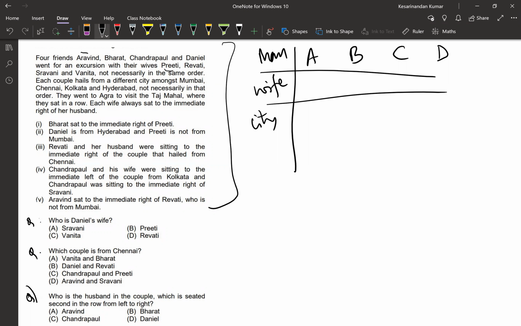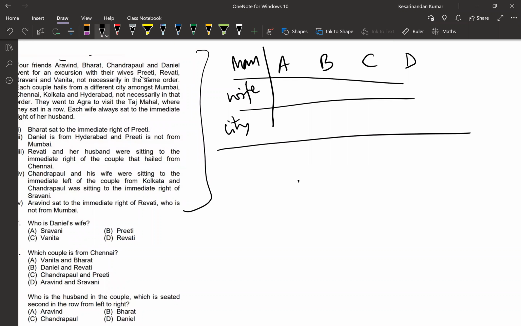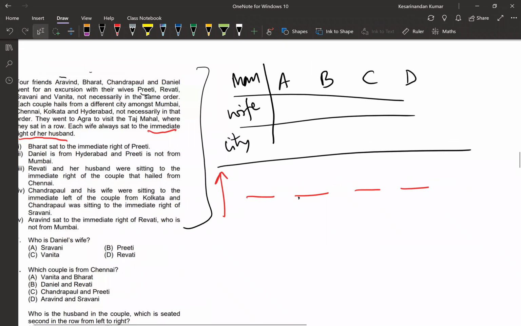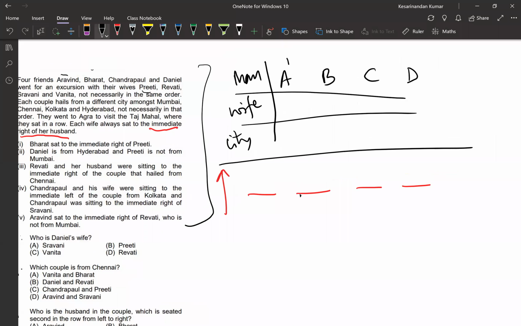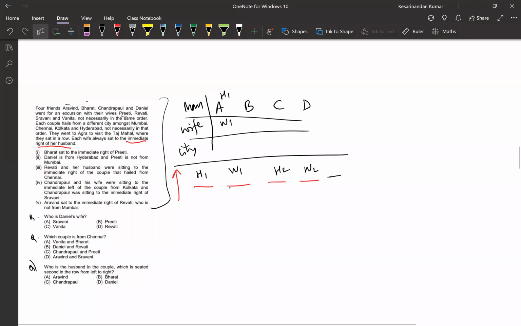Then the cities are, and when they went to Agra, they went to visit Taj Mahal. So Agra has Taj, where they sat in a row. Actually this is not required, but for the sake of it. So they sat in a row, and each wife sat to the immediate right of her husband. So let's take our standard direction. Each wife will sit to the immediate right of her husband. That means, let's say this is husband 1, so this will be wife 1. So H1W1, H2W2, H3W3, and H4W4, and each will have one city from which they are coming.